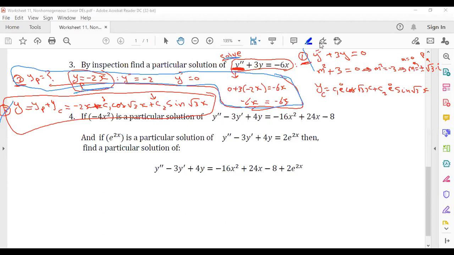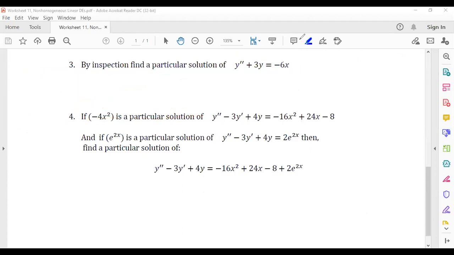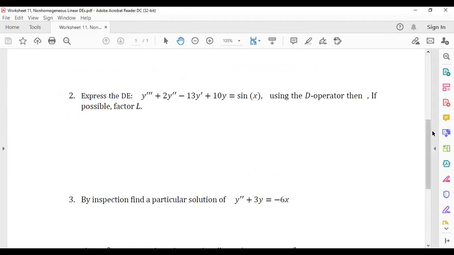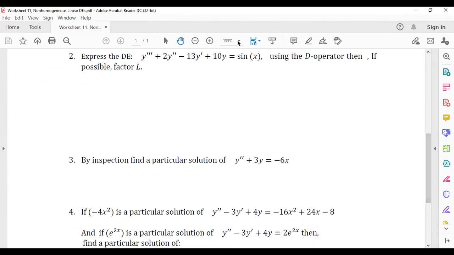Let me do another problem now from the worksheet. I'm going to do number 2. But now I need help, okay? By the way, the worksheet must be done by the students, by yourself, not me. Each one of you must do it. So please try to practice or try to share with me now. Express the differential equation, this one, using the D operator. Who can help to write the D operator for this differential equation?